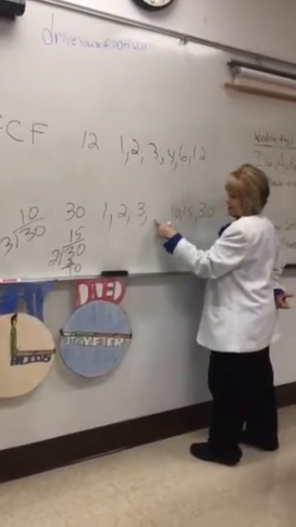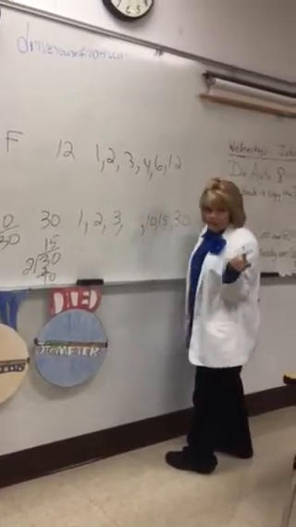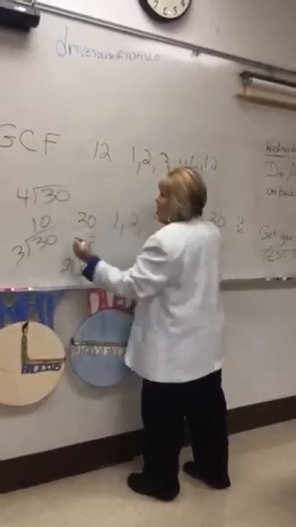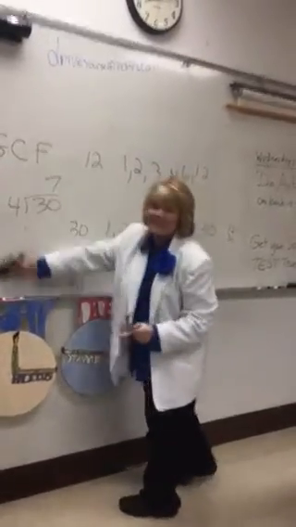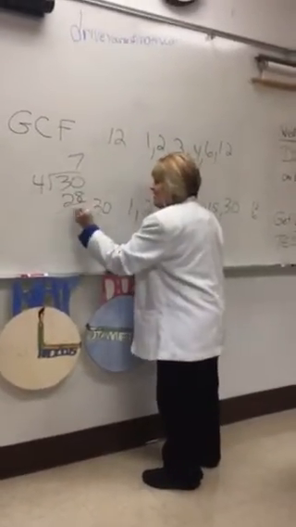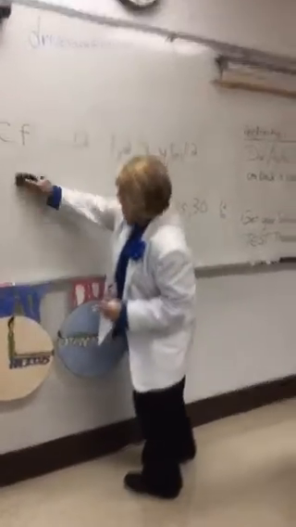We're not done, because see, these are not right next to each other. So now we have to try a 4. Will 4 go evenly into 30? No, it won't, because 7 times 4 is only 28. See, there's some left over. It doesn't go evenly. So we try the next number, which is a 5.